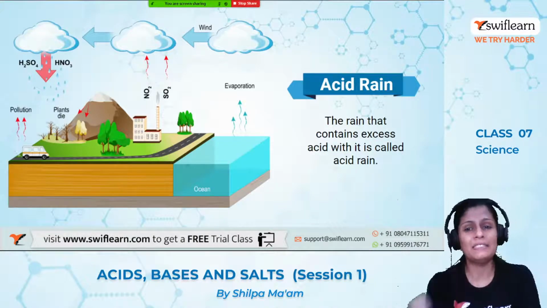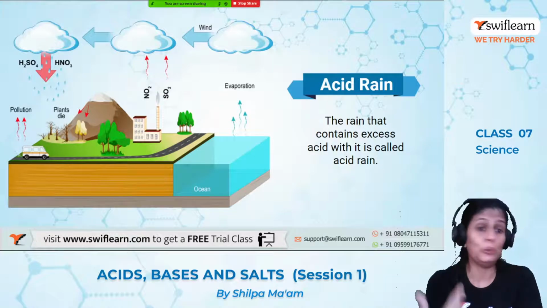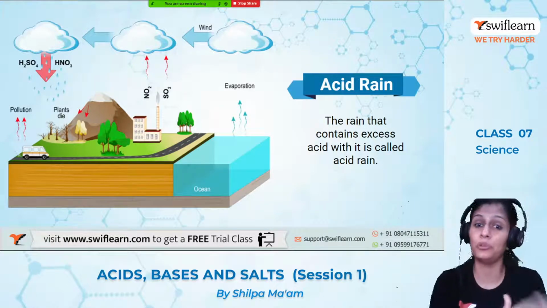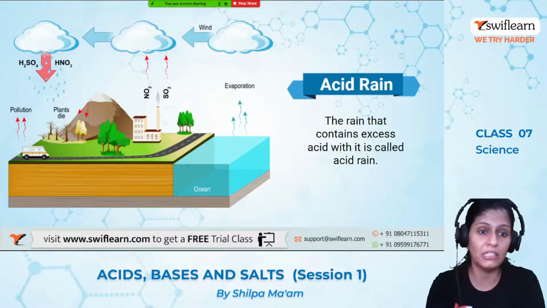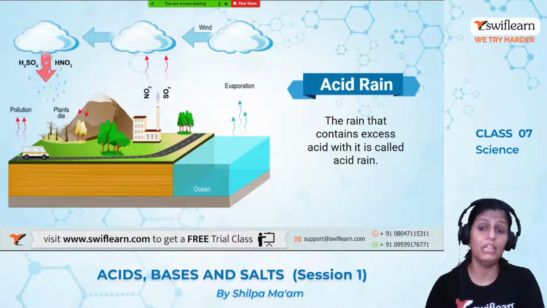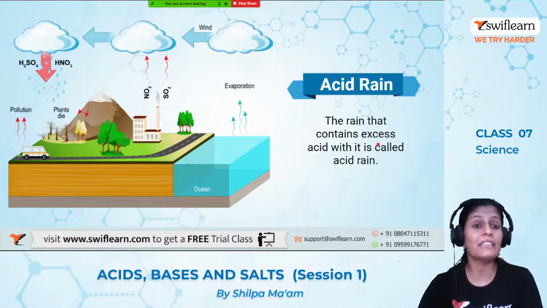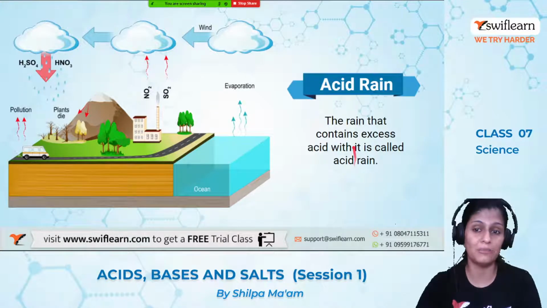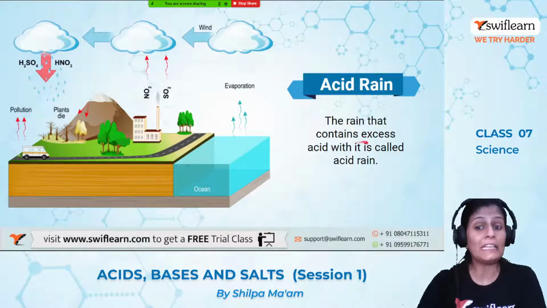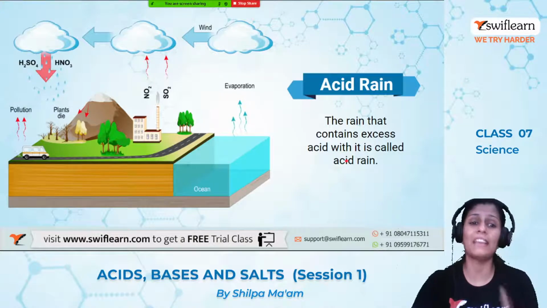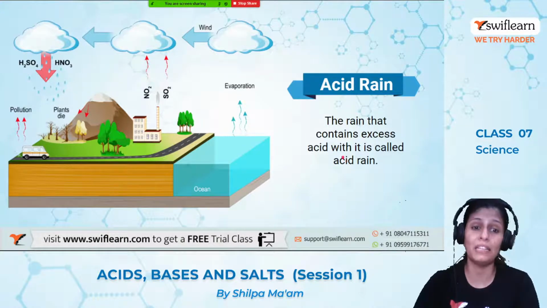Now, are acids really helpful? No. It's not that everything has only a plus side. There is some negative side also. When acids are increasing in the environment, they are falling down in the form of acid rain. That is, the rain that contains excess of acid with it is called acid rain. Anything in excess is always bad. So the rain that contains excess of acids with it is called acid rain. Now, from where are these acids getting formed? How are they getting formed?